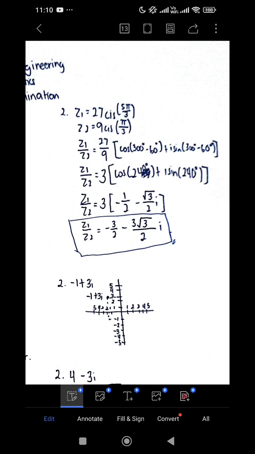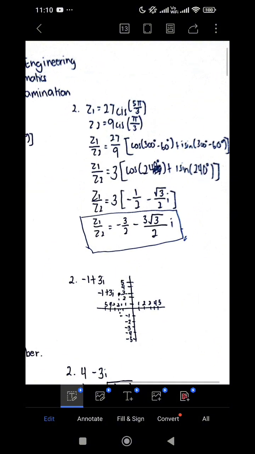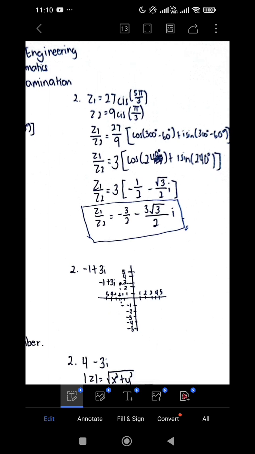Then if you calculate, 27 over 9 is 3. Then we get cosine 240 degrees, since 300 minus 60 is 240 degrees, plus i sine 240 degrees. Then Z1 over Z2 equals 3 times negative 1 over 2 minus square root of 3 over 2 i. Then the final answer is Z1 over Z2 equals negative 3 over 2 minus 3 square root of 3 over 2 i.